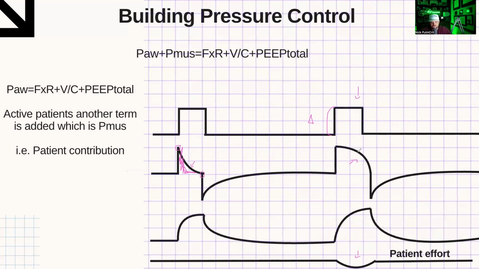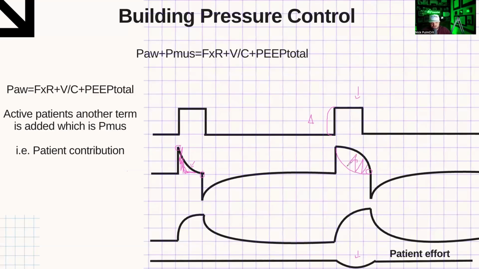This is not natural decay. So at the end of inspiration, there's still flow, even though I don't have it drawn perfectly, but it's a little bit harder on the computer. So you don't know what the alveolar pressure is. And remember, if I drew in purple, this should be natural decay, then all this volume is all extra.